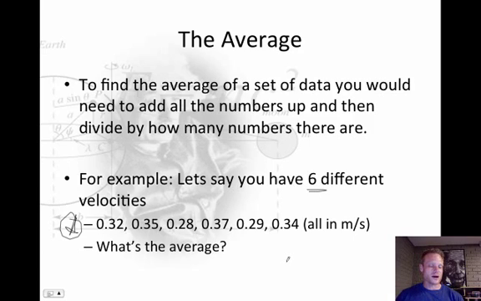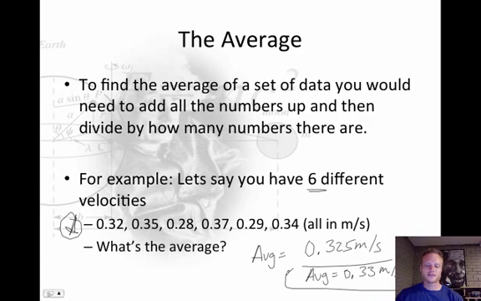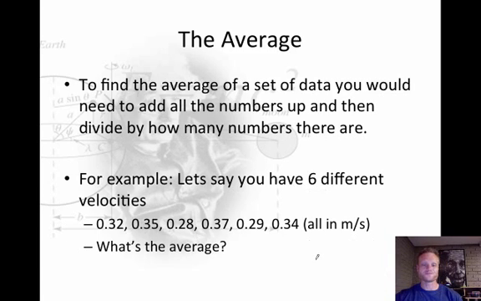If you do that work in your calculator, you should get an average of 0.325 meters per second. Now, if you were to do this to the correct number of sig figs, there's only 2 sig figs in all of these numbers, and so the average really would be 0.33 meters per second. That's basically what the average is. We're going to need to be able to do that in some of the other topics that we're going to talk about in this lesson.